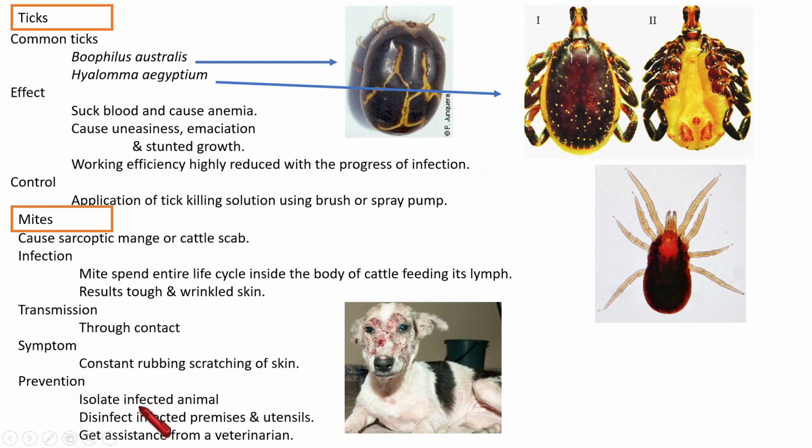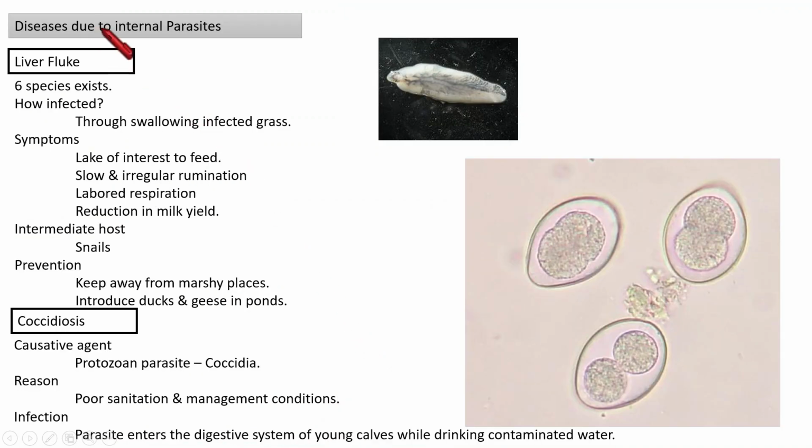By isolating the infected animal and also disinfecting the infected premises where all these mites may be present. All utensils also need to be disinfected, and we also need to take assistance from a veterinarian. Next, we are going to see the diseases caused by internal parasites.